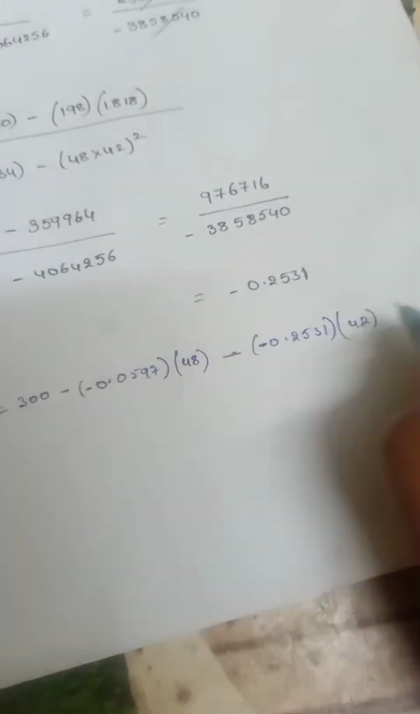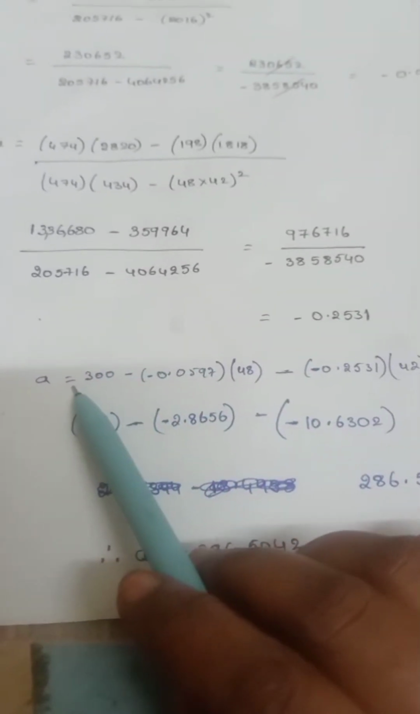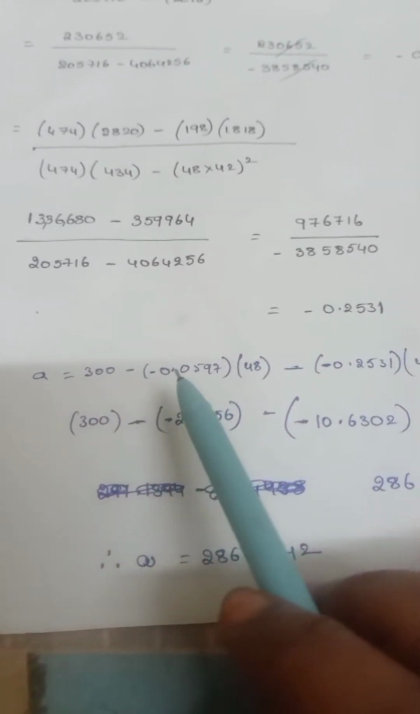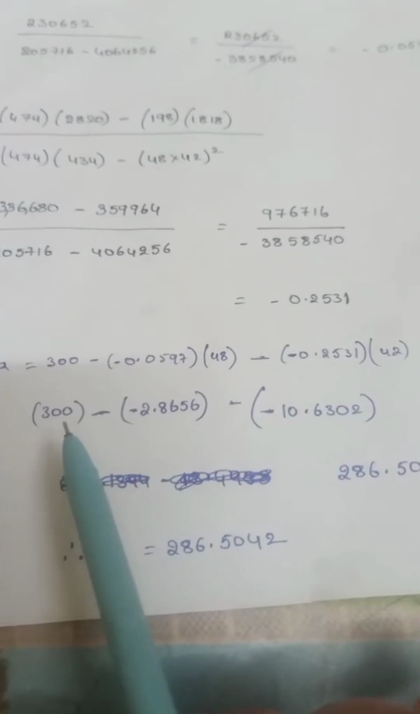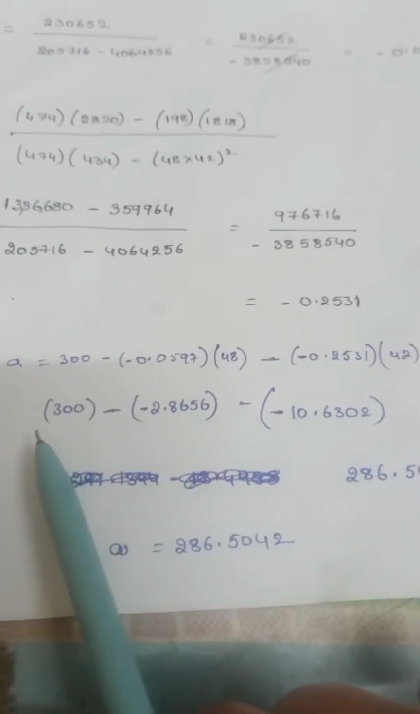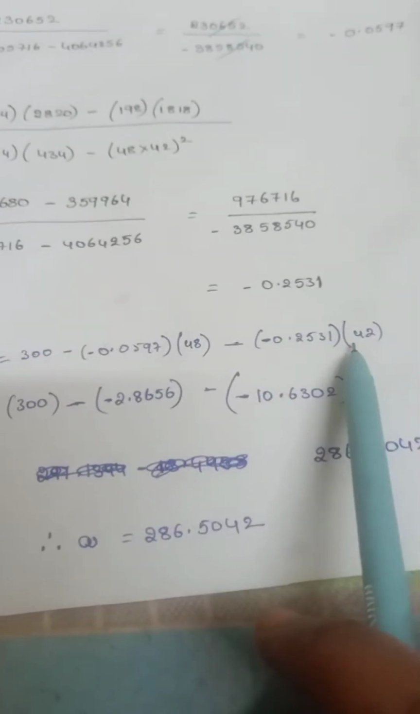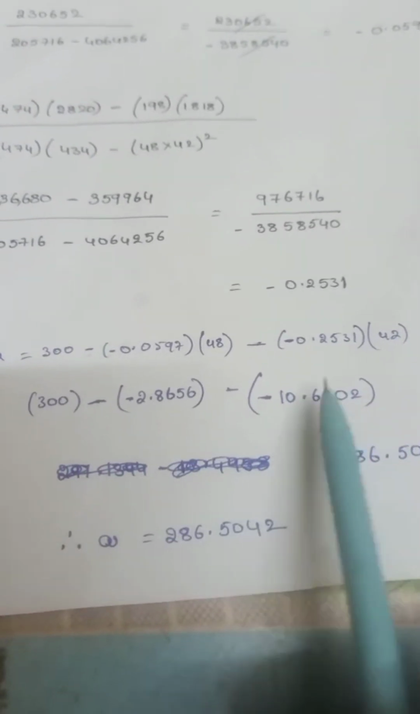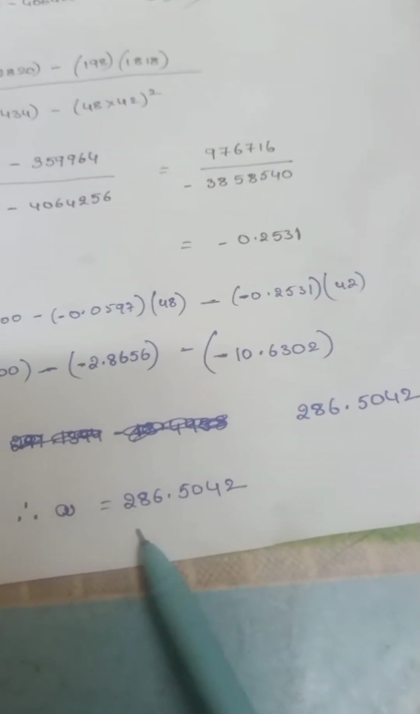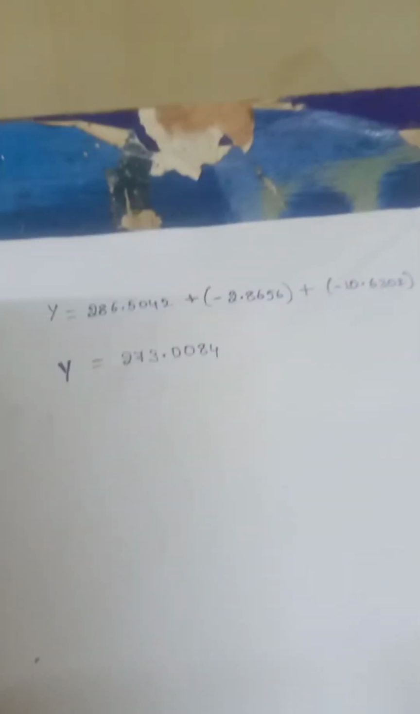Now we have to multiply these values. So substituting the values in a is equal to y bar minus b1 into x1 bar minus b2 into x2 bar. Here we are substituting the values. Y bar means y mean, x1 bar means x1 mean, x2 bar means x2 mean. Now we are calculating. After that we will get the value of a is equal to 286.5042.